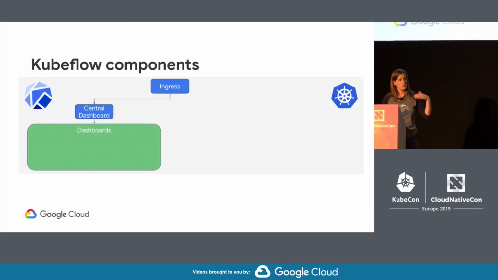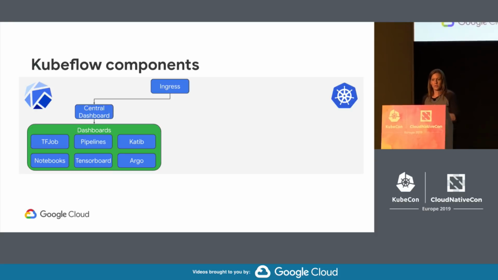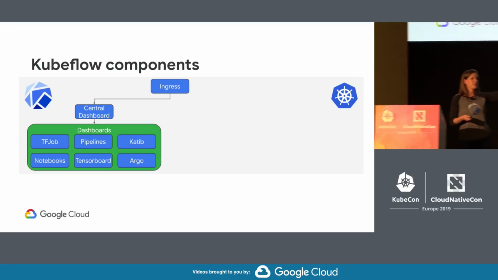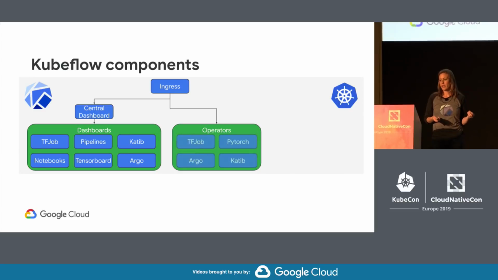From there, you have the central dashboard that we saw. You have your pipelines dashboard, notebooks, TF job for monitoring your TensorFlow jobs, TensorBoard, Katib, which is hyperparameter tuning. So whenever you're running a training job, you can see nice statistics, lots of pretty graphs. If anyone read the Vizier paper from a few years ago, this is the open source implementation of that. And then Argo is what powers pipelines. It's the workflow engine.